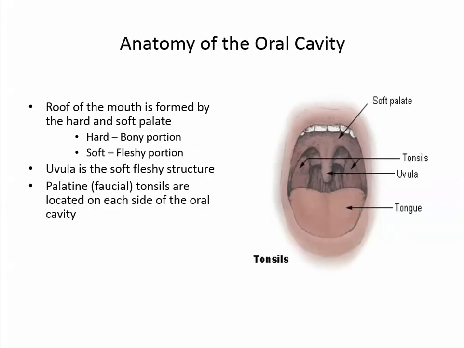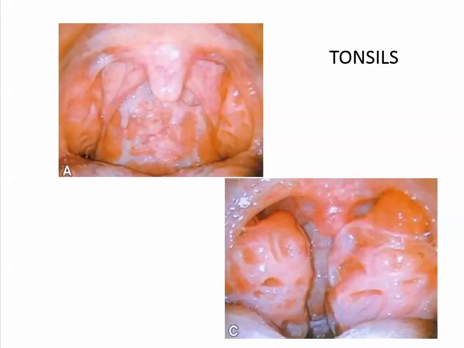The roof of the oral cavity or the mouth is formed by the hard bony portion or the hard palate and the soft fleshy portion, which is the soft palate. Uvula is the soft fleshy structure, and the tonsils or the palatine tonsils are located on each side of the oral cavity. Figure A shows the tonsillar pillars, the uvula, and the hard and soft palate, whereas figure C shows the hypertrophied tonsils.